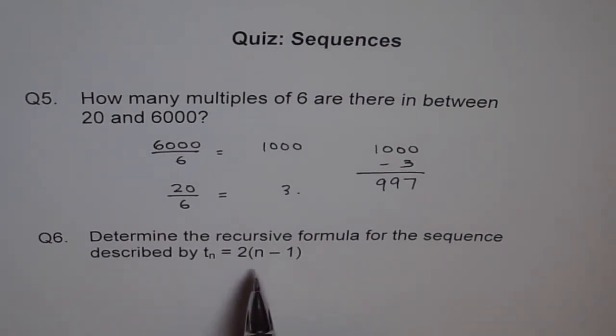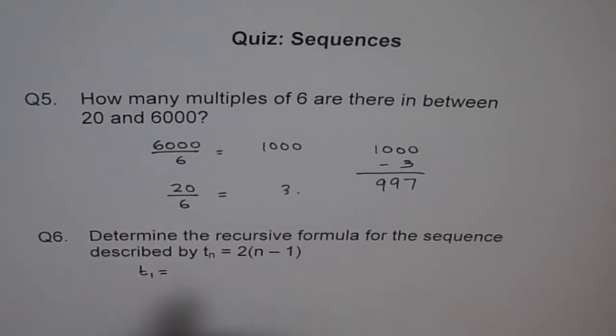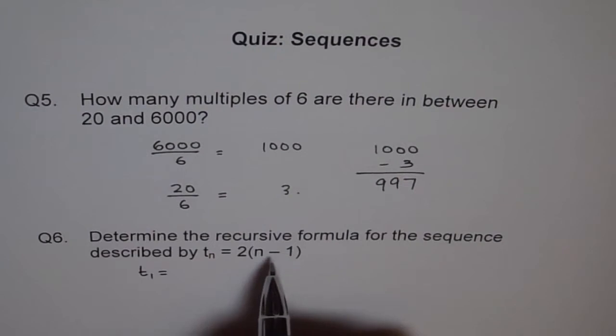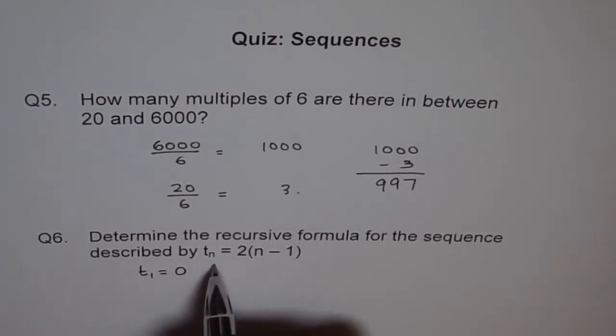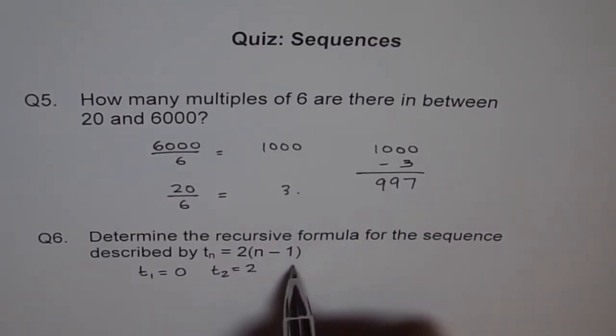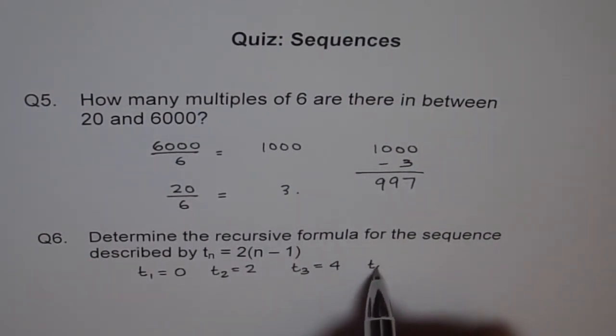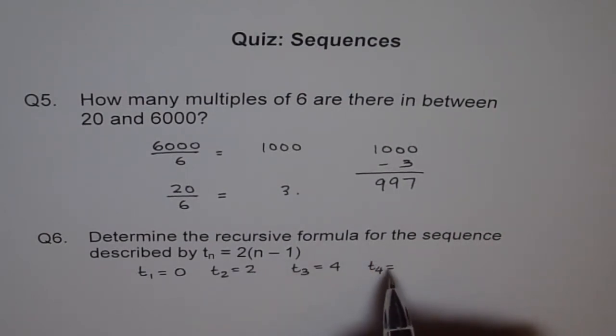The general method to solve this is to write down your term numbers and the terms. Once you get them, then you can relate the term number with the value and see how it goes. Okay, let's see what T1 is. T1 for us is, if I put 1, 1 minus 1 is 0, 0 times anything is 0. And how about T2? 2 minus 1 is 1, 1 times 2 is 2. T3, 3 minus 1 is 2, 2 times 2, 4. T4, 4 minus 1 is 3, 3 times 2, 6.